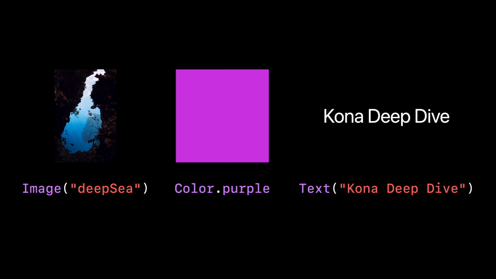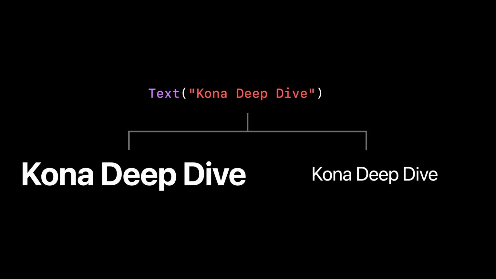Text visualizes strings, like Kona Deep Dive. Like color, text views are optimized for the context of where they exist. SwiftUI draws the string using a font that's appropriate for the current platform. For larger displays like an iMac, the text view is going to be physically larger than smaller ones like on an Apple Watch.